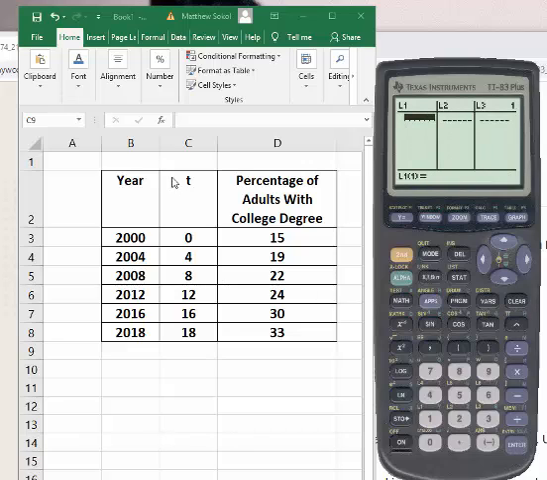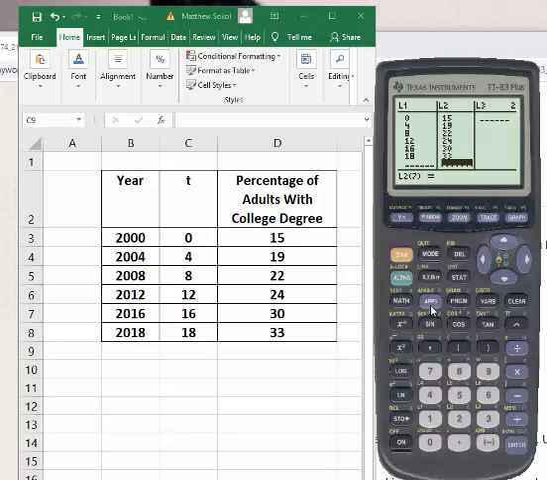All right, so in L1, I'm going to put the independent variable, which are these numbers here: 0, 4, 8, 12, 16, and 18. And then over in L2, I'm going to put the dependent variables, or the percentage who have a college degree: 15, 19, 22, 24, 30, 33.